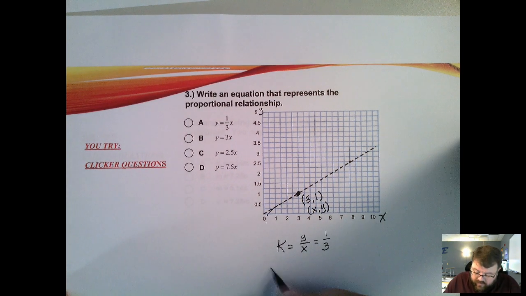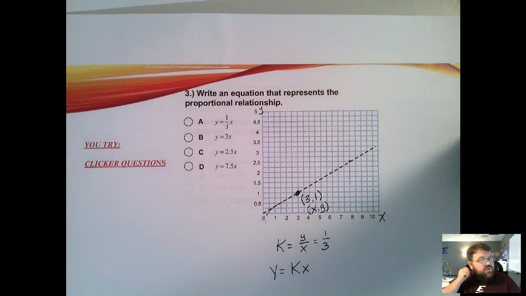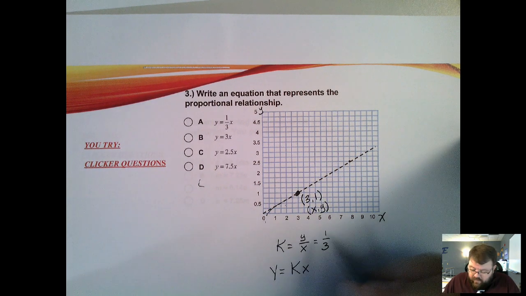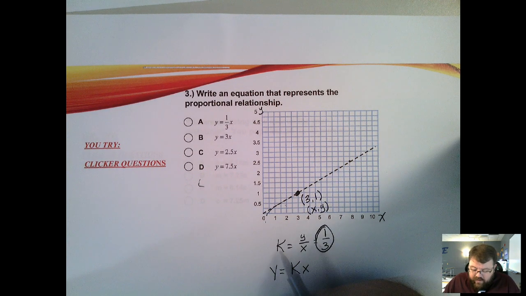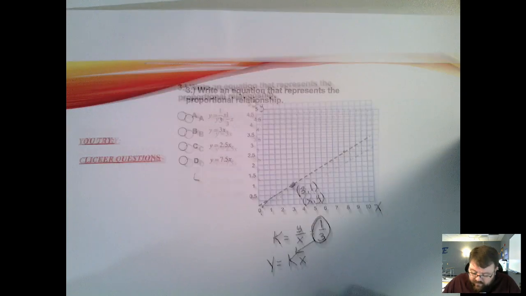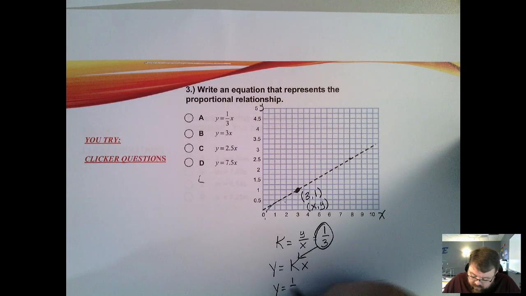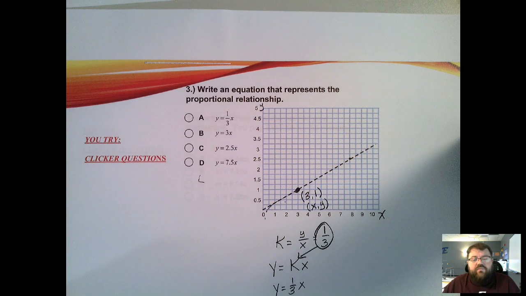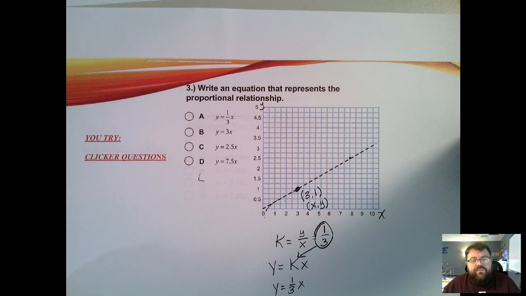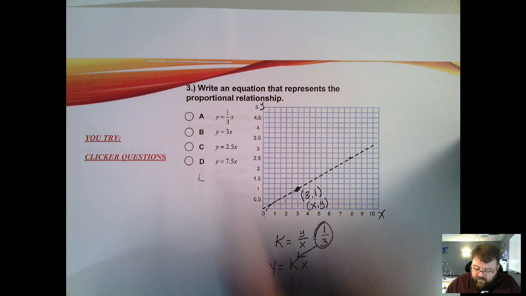Next, you need to look at y equals kx and choose which one of these is the equation that fits this proportional relationship. Okay, what you need to do, take the value of k, substitute in for k. So we have y equals 1/3 x. All right, and that corresponds with A.